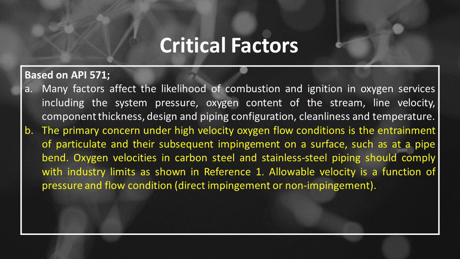Number B, the primary concern under high-velocity oxygen flow conditions is the entrainment of particulate and their subsequent impingement on a surface, such as at a pipe bend. Oxygen velocities in carbon steel and stainless steel piping should comply with industry limits as shown in reference 1. Allowable velocity is a function of pressure and flow condition, direct impingement or non-impingement.